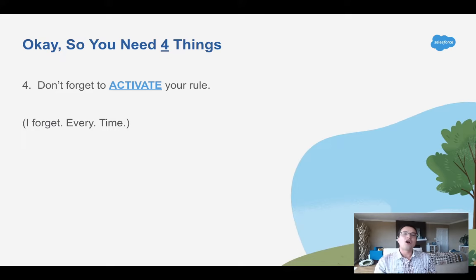All right, and this thing I always forget: activate it. You can create your rule, but if it's not turned on, it's not going to work. So I'll create rules and then go and test them, and it doesn't work, and I'll pull my hair out, and it's because I forgot to turn it on. So don't be me, turn it on.